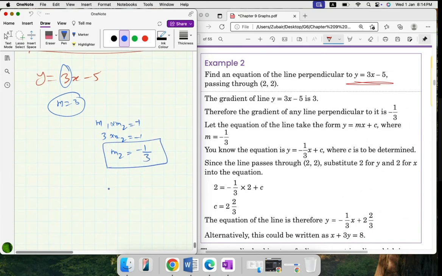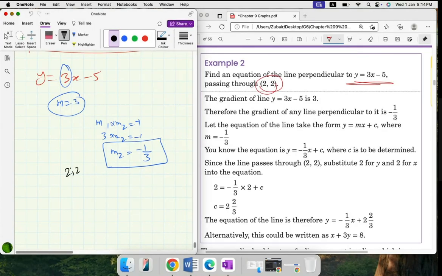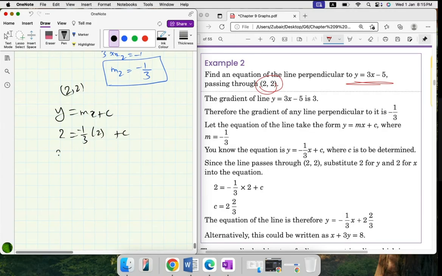So we have the gradient and the point is given that it passes through 2 comma 2. The new equation is y equals mx plus c, where the gradient is -1 by 3, value of x is 2, value of y is 2, plus c. 2 plus 2 by 3 is equal to c. 6 plus 2 by 3 is equal to c. C is equal to 8 by 3.